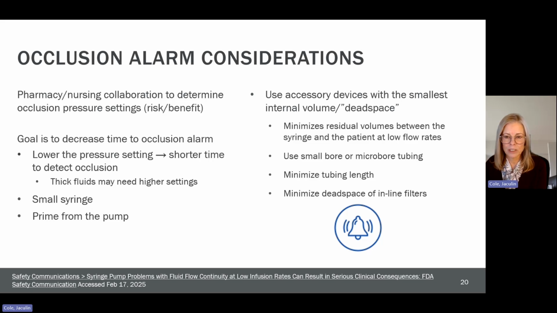Decreasing the time to occlusion can be accomplished by getting the drug or the fluid to the patient quicker, and that can be done by using small syringes or, again, priming from the pump. And you should use accessory devices with the smallest internal volume, which is also called dead space. This minimizes that residual volume between the syringe and the patient at low flow rates. You can accomplish this by using small bore or microbore tubing, shorter tubing length, and then minimizing dead space of inline filters.